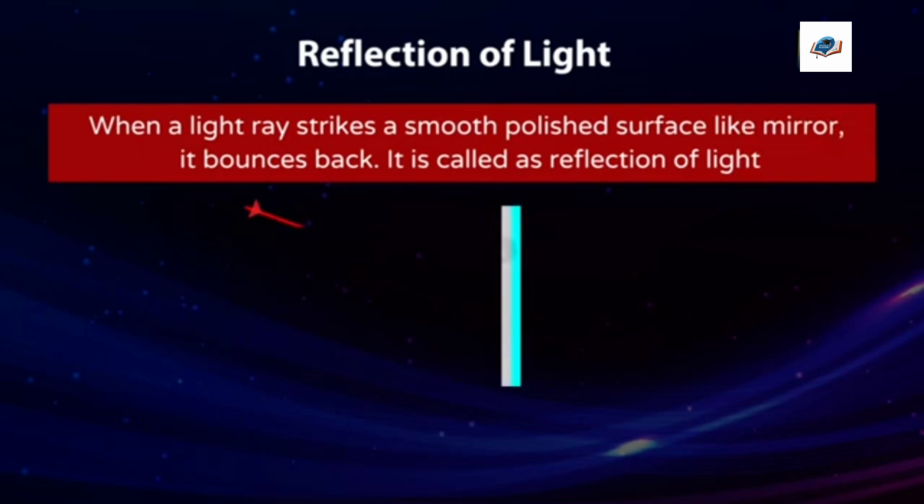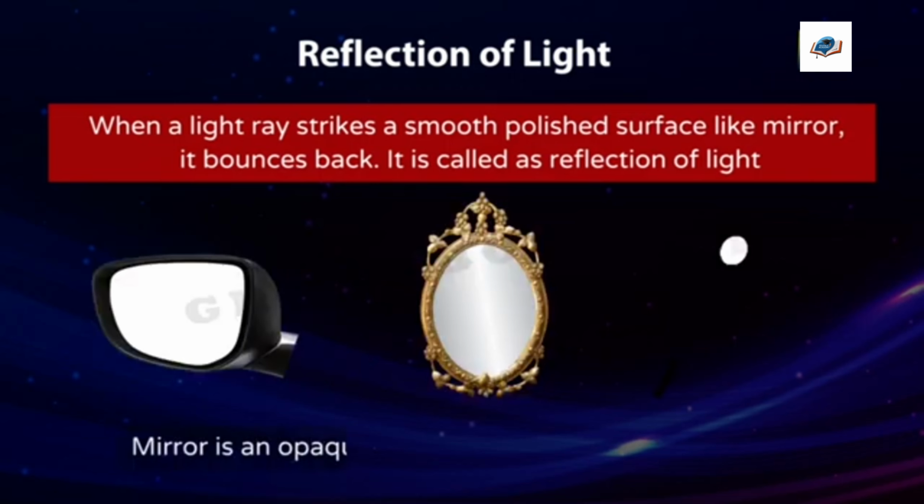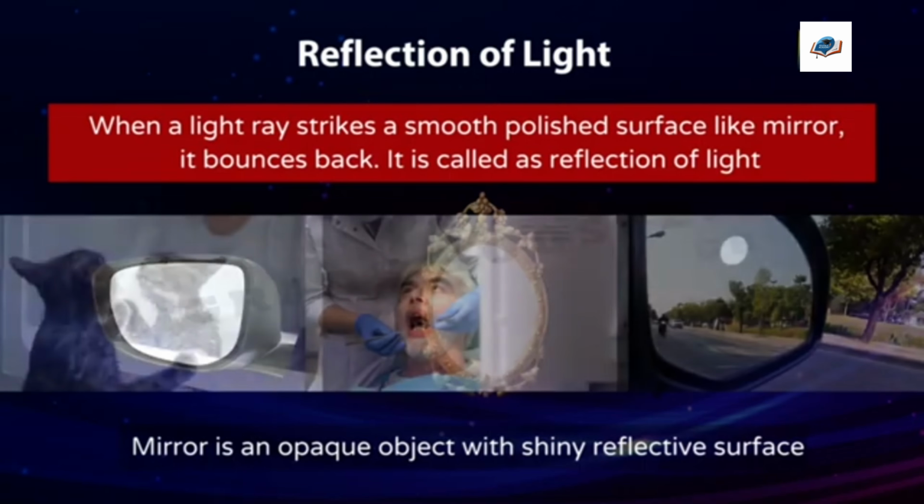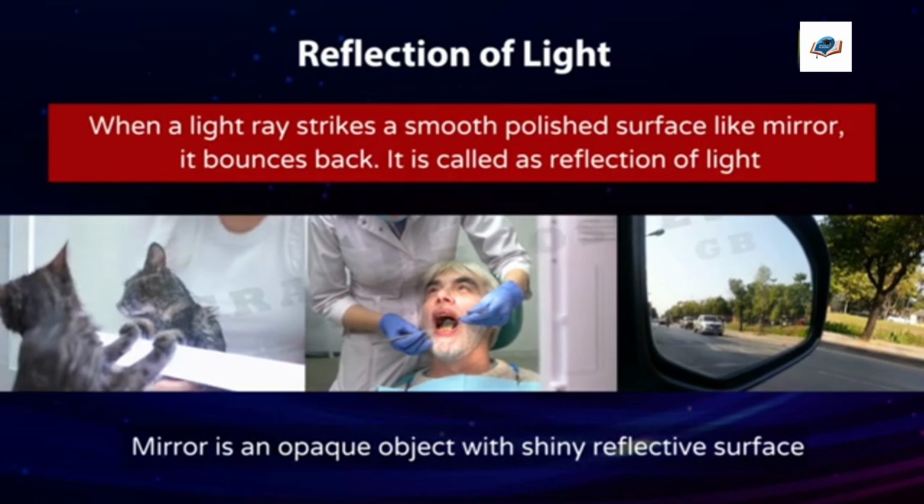It is called reflection of light. We can study the reflection of light with the help of mirrors. A mirror is an opaque object with a shiny reflective surface. It is because of the reflection of light that we are able to see our images in mirrors.